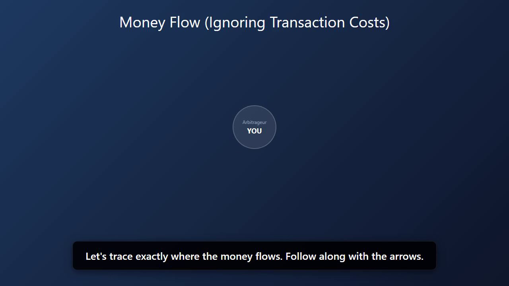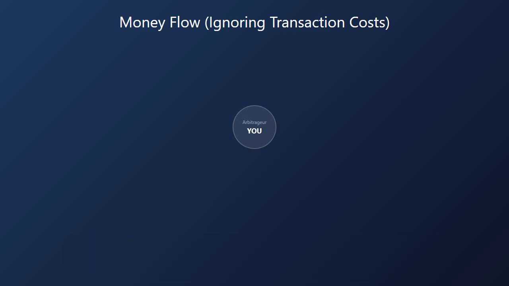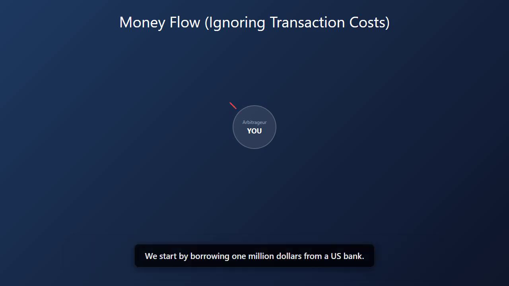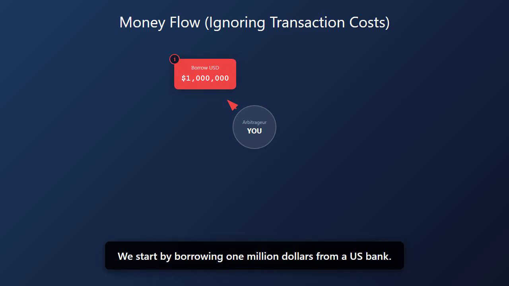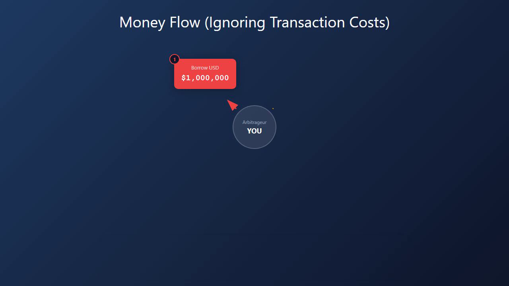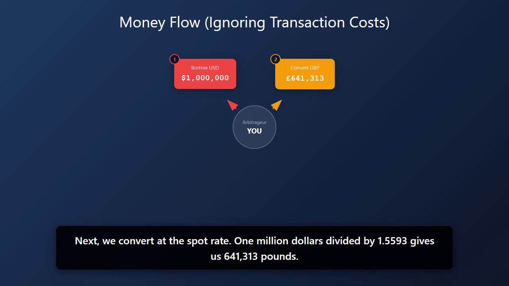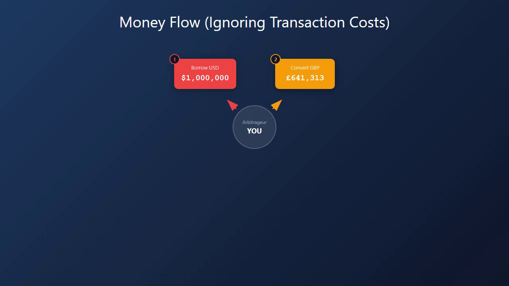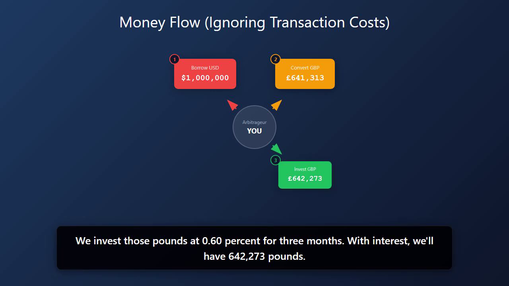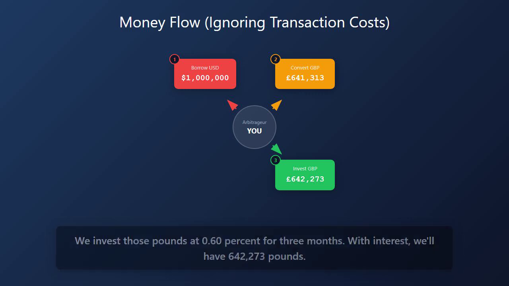Let's trace exactly where the money flows. Follow along with the arrows. We start by borrowing $1 million from a US bank. Next, we convert at the spot rate. $1 million divided by 1.5593 gives us 641,313 pounds. We invest those pounds at 0.6% for 3 months. With interest, we'll have 642,273 pounds.